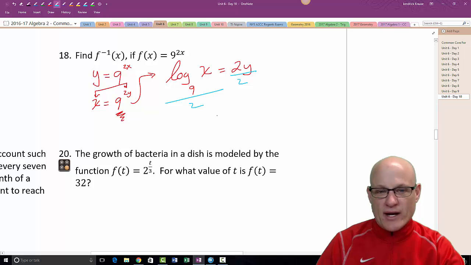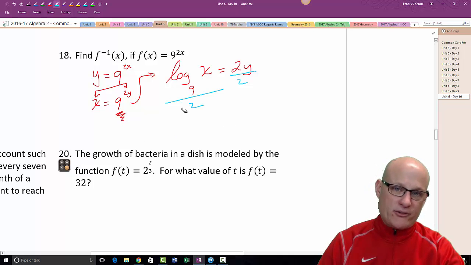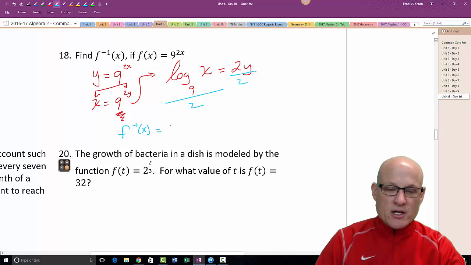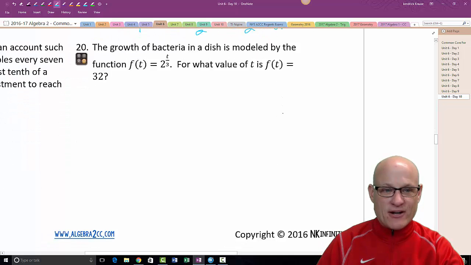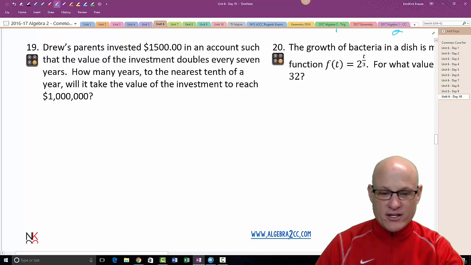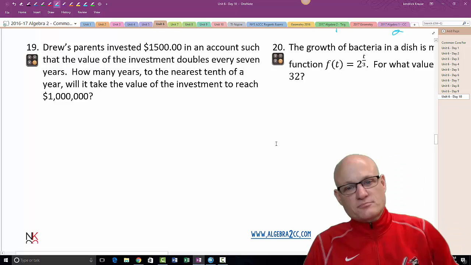So you can have one of two answers here. You can either have y equals, whoa, let's back up the crazy train, girlfriend. F inverse of x equals log base 9 of x over 2, or this is equivalent to 1/2 log base 9 of x. And again, you could graph that and verify that those are, in fact, the inverses of each other.